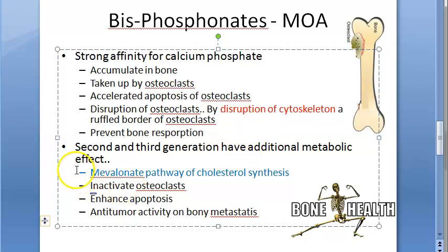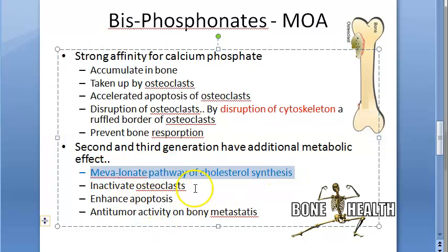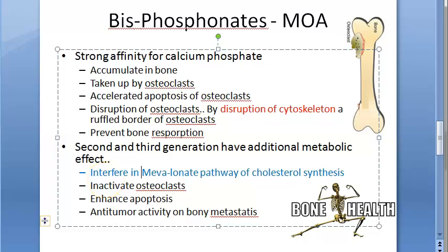Okay. Then the second and third generation drugs already have some additional metabolic effect. We have already told you that. What is that additional metabolic effect? It is the mevalonate pathway of cholesterol synthesis. You have to remember this word, mevalonate pathway of cholesterol synthesis. It is going to interfere in this pathway.